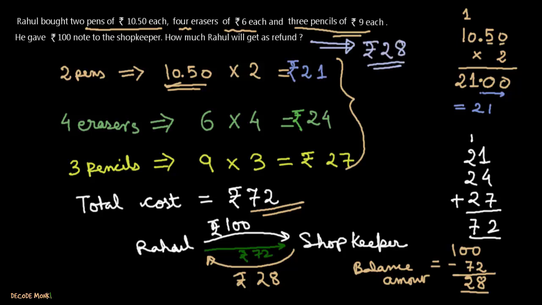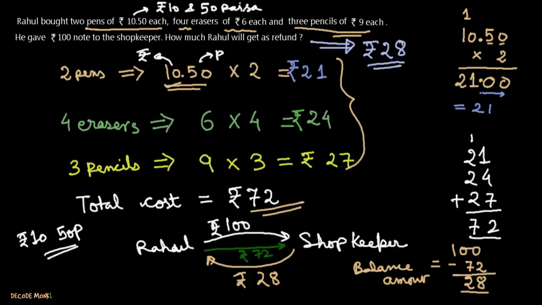So please practice this question because there are a lot of things you will learn. First of all, how you have to take care of calculation of decimals, or questions where both rupees and paise are involved, because 10.50 means 10 rupees and 50 paise. So this may have been written as rupees 10 and 50 paise. So this may also have been written in the question.